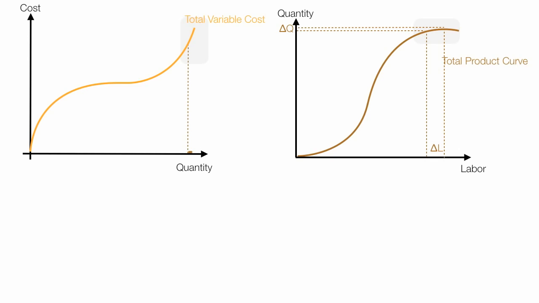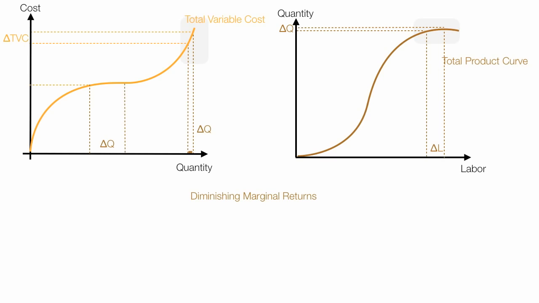And it turns out this little bit of quantity increase is kind of expensive, especially relative to what I got before. And this is due to diminishing marginal returns. Let me draw in the first quantity and cost for you so you can compare those two.